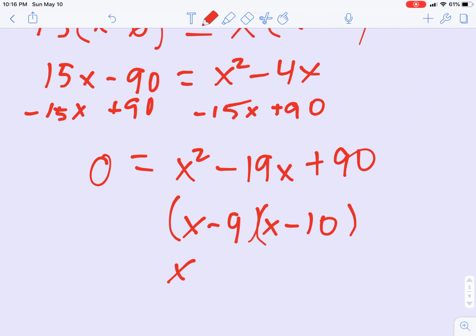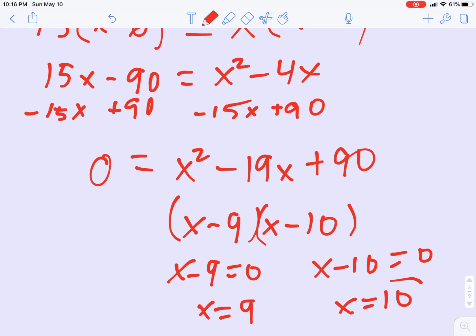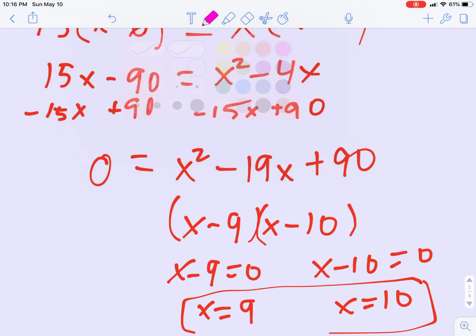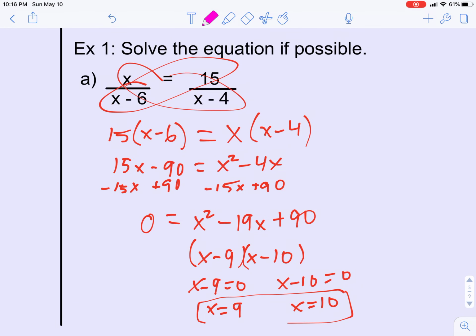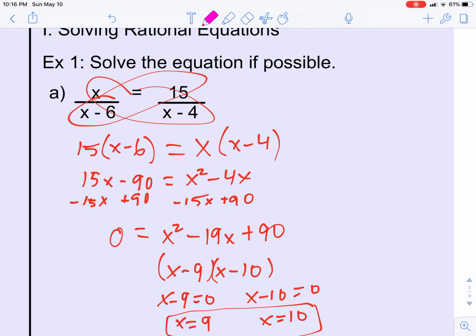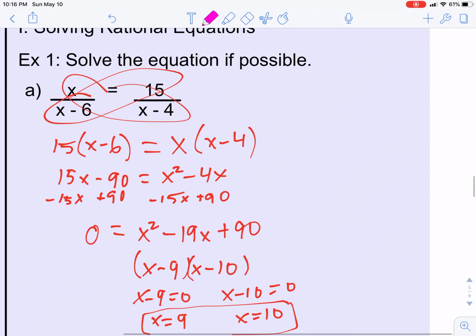So take each factor and set it equal to 0. X is equal to 9. X is equal to 10. All right, these are our two solutions. Now we want to go back up and double check to make sure that they both work.